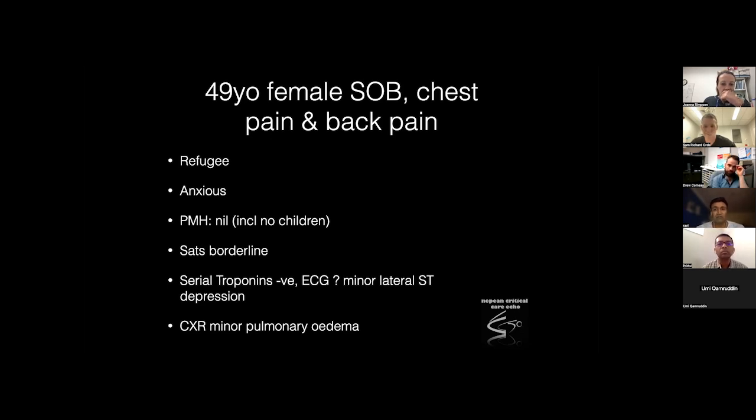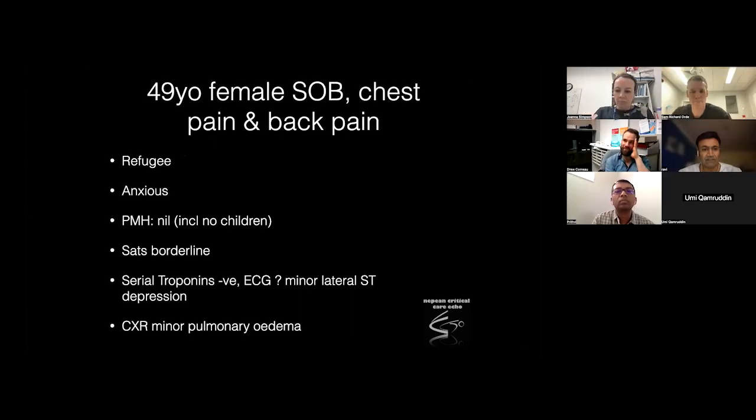49-year-old female, shortness of breath, chest pain, back pain, refugee, anxious, past medical history nil, borderline sats, serial troponin negative, minor ECG changes, X-ray chest showing minor pulmonary edema. Good to go.